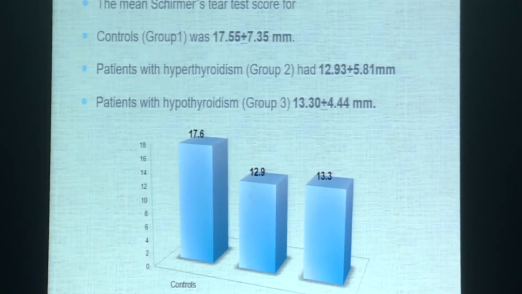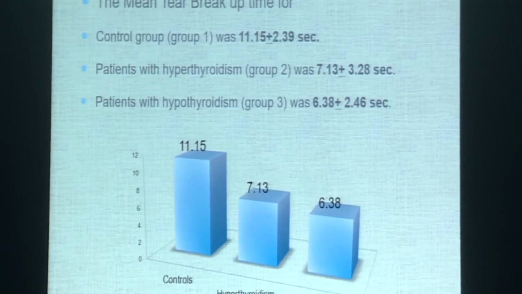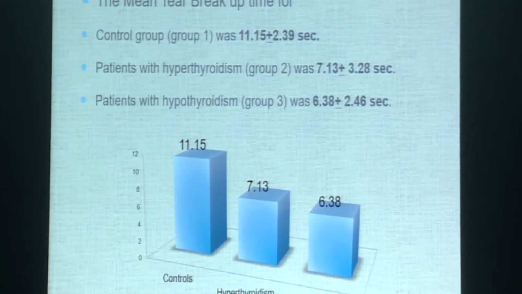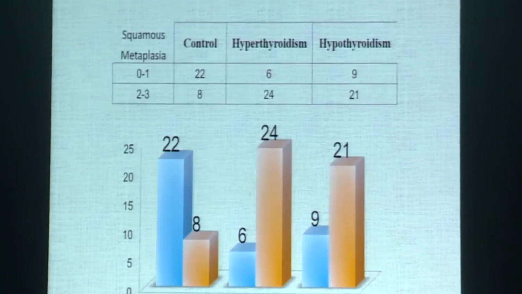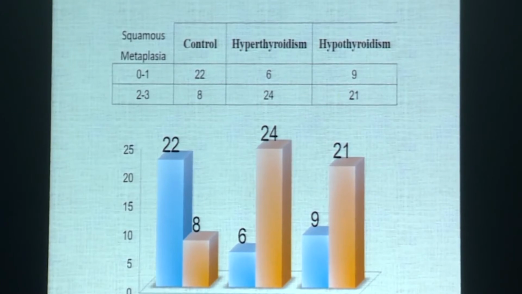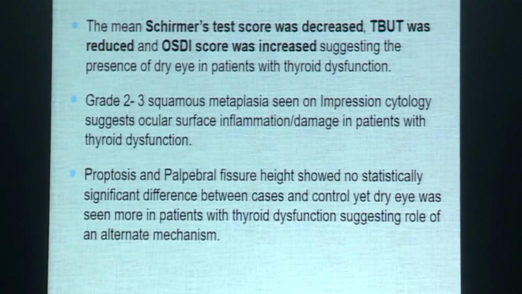The Schirmer's test was 17.6 in controls, 12.9 in hyperthyroid, 13.3 in hypothyroid. The tear breakup time was 11.15 in control, 7.18 in hyperthyroid, and note please, the hypothyroid had more damage in tear film. It was 6.38 seconds. The impression cytology showed significant squamous metaplasia in cases of hyperthyroid and hypothyroid. So the mean Schirmer test score was decreased, tear breakup was reduced, and OSDI was increased, definitely suggesting dry eye was present. Grade 2 to 3 squamous metaplasia was also seen.